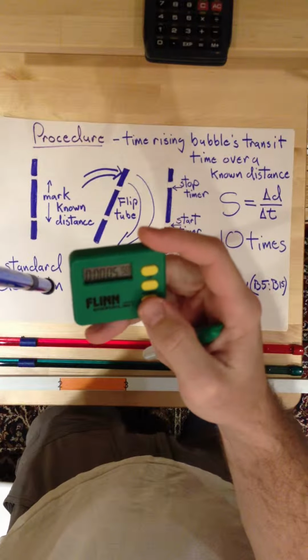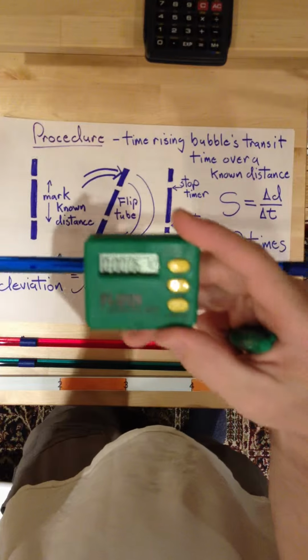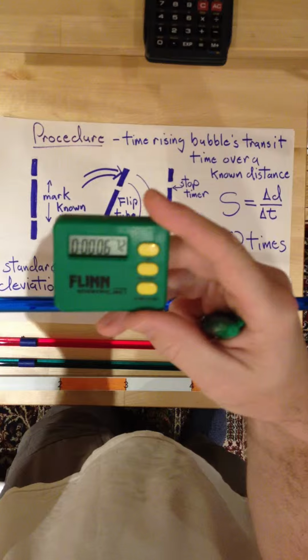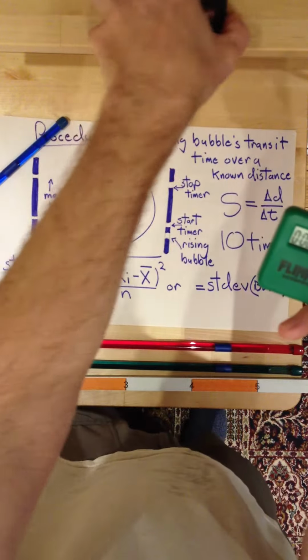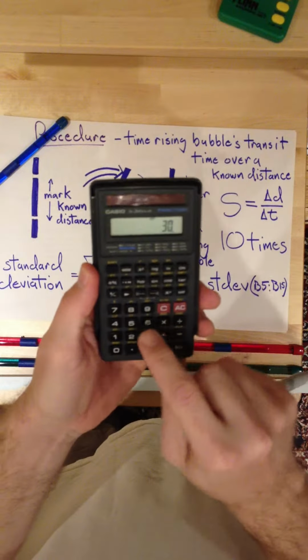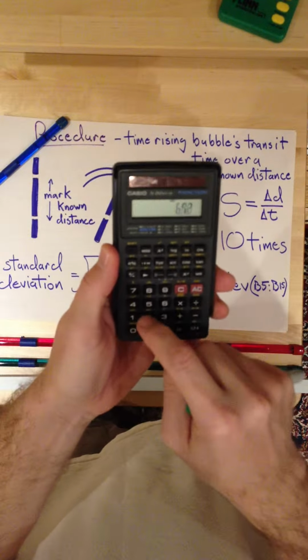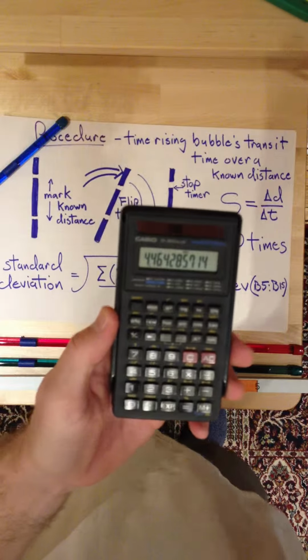and stop the stopwatch. So this rising blue bubble took 6.72 seconds to cover 30 centimeters. So all you do is 30 centimeters divided by 6.72 seconds, and that is about 4.5 centimeters per second.